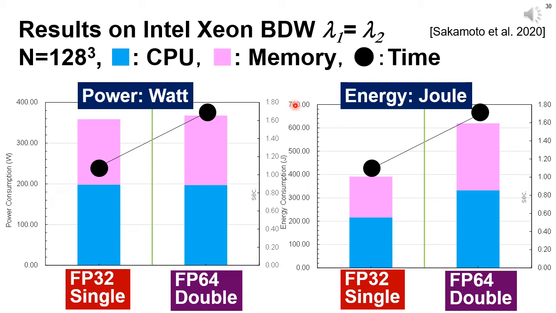Next slide shows power consumption, watt, and energy consumption, joule, on Intel Xeon Broadwell, when Lambda 1 is equal to Lambda 2. Blue bar is the value of CPU, while pink bar is that of memory. There is no difference between FP64 and FP32 in power consumption, while energy consumption is proportional to computation time.